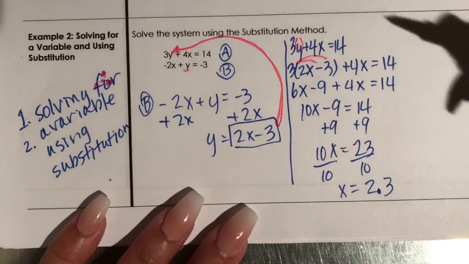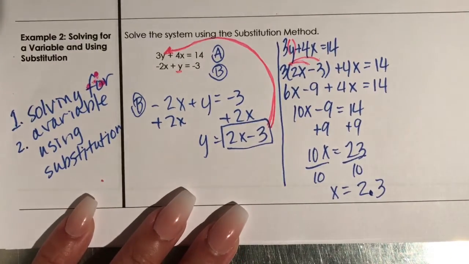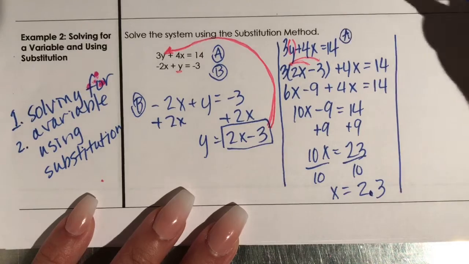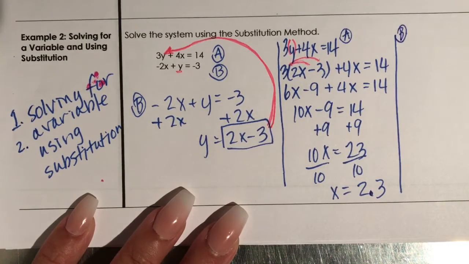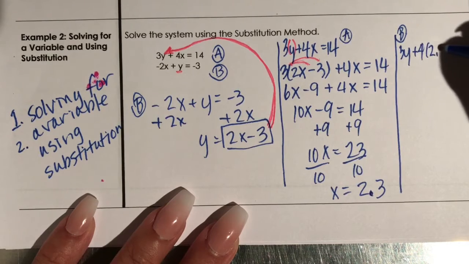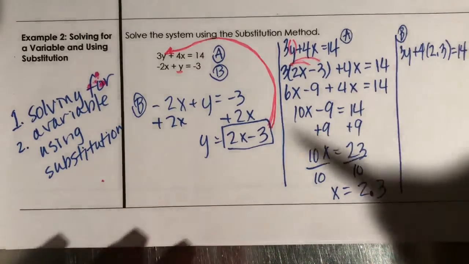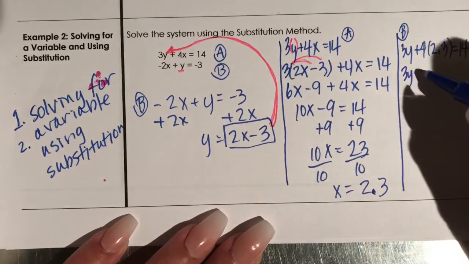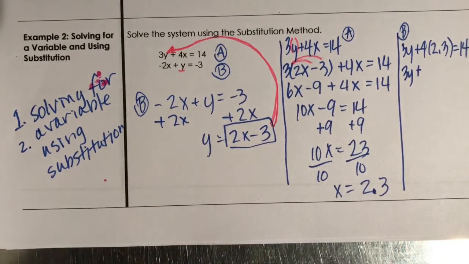Now we're going to solve for y. Let's scoot this over so you can see it. And we can use equation B now. So this was the use of equation A, equation B, going back to it. Solving for y. 3y plus 4 times 2.3 equals 14. Okay, so it's going to be 3y plus 4 times 2.3.